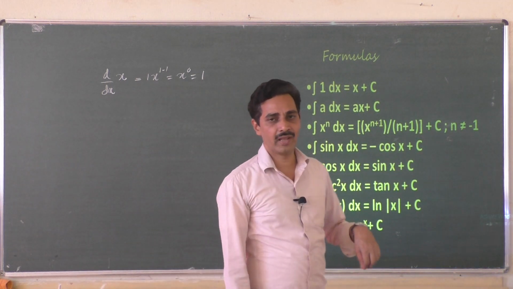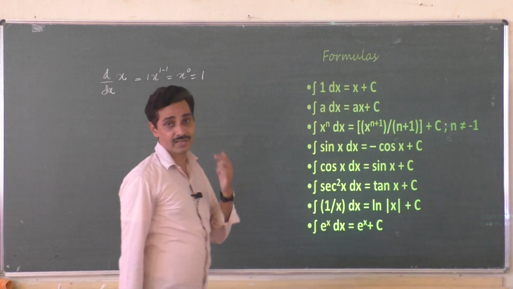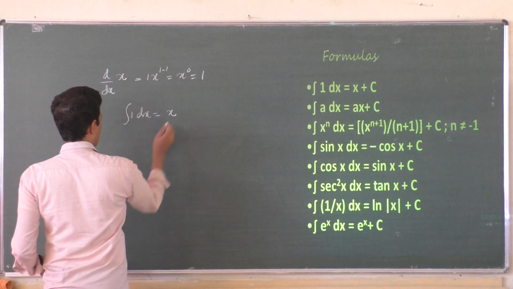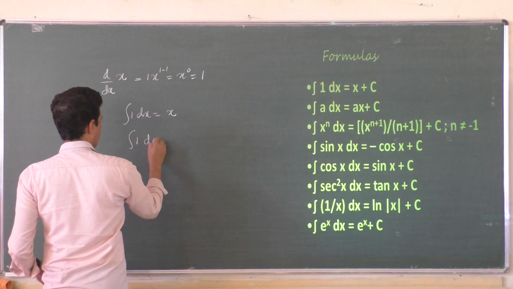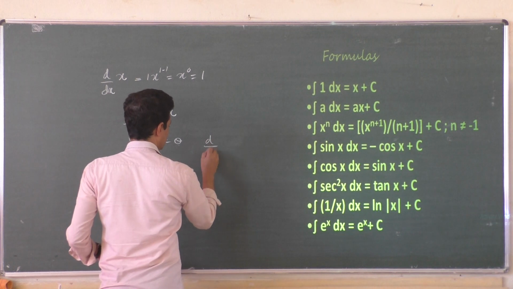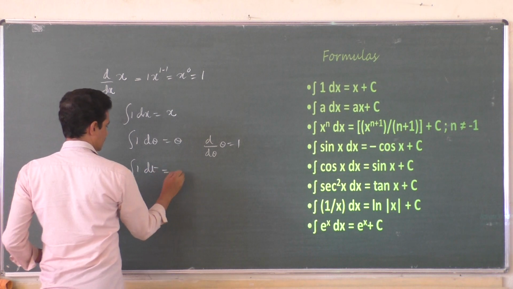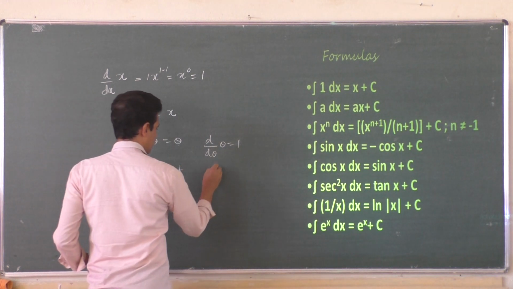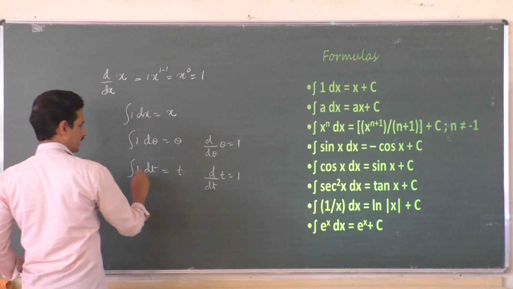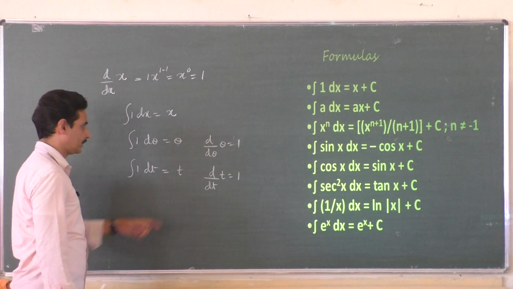So differentiation of x with respect to x is 1, d by dt of t is 1, d by d theta of theta is 1. Then what is the integration of 1? Of course, integration of 1 dx is x. Integration of 1 d theta is theta, because d by d theta of theta is 1. Integration of 1 with respect to time is t, because d by dt of t is equal to 1. So if you integrate this, you will get back this one.